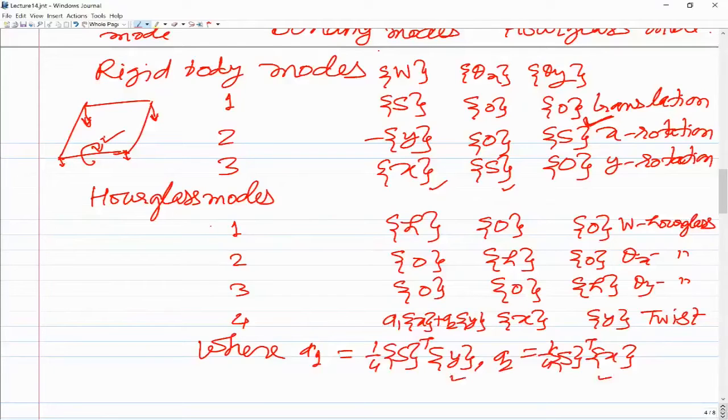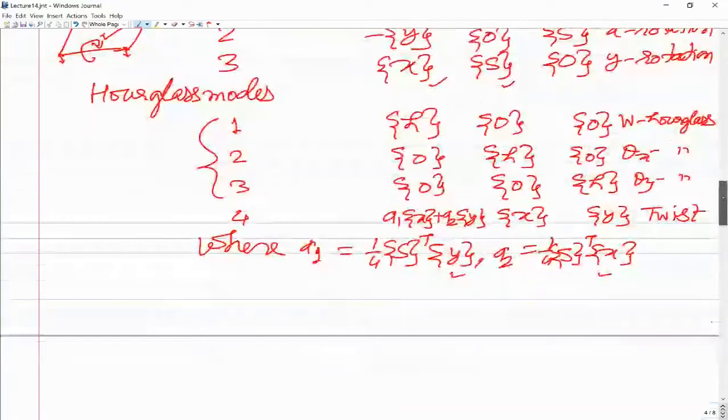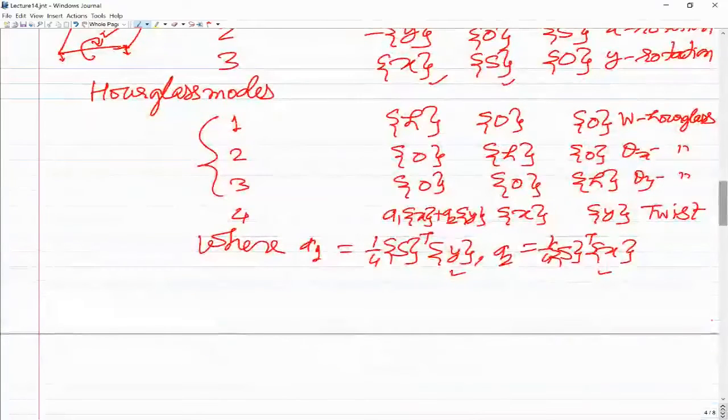When we look at the solution, what is more important is that we control the first three hourglass modes, that is the w, theta x and theta y hourglass modes, because if these modes are present, you will get a zigzag deformation pattern of the structure when you analyze. So now what do we do? This is some preliminary about these hourglass modes, with some basic vectors we have defined.